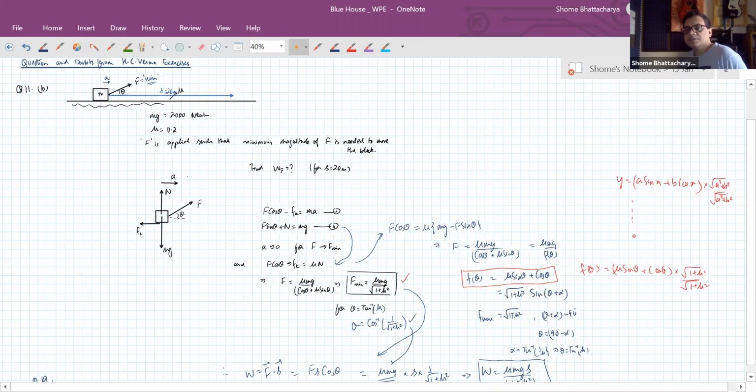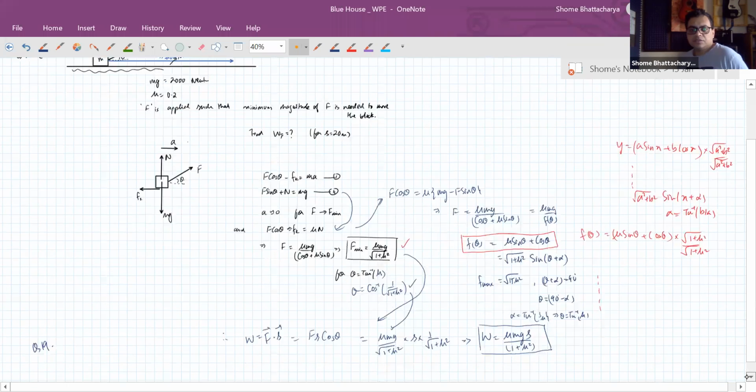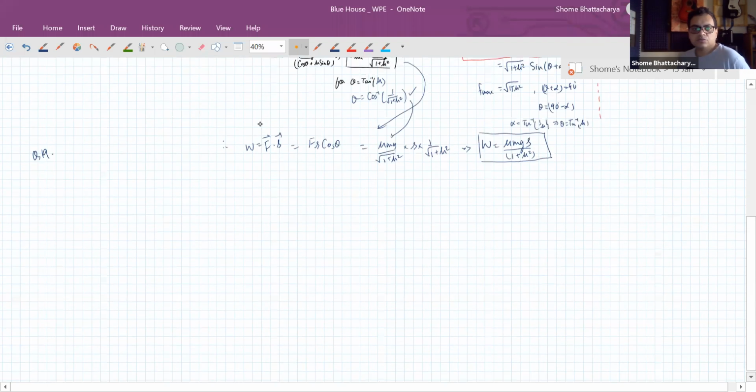Then you finally express it by those steps as square root of a square plus b square into sine of x plus some angle, where that angle becomes tan inverse b by a. So those steps have been applied here. You can just revise the exact steps I explained in the chapter of friction earlier, in a question like this. Incidentally, that question also was from H.C. Verma only.